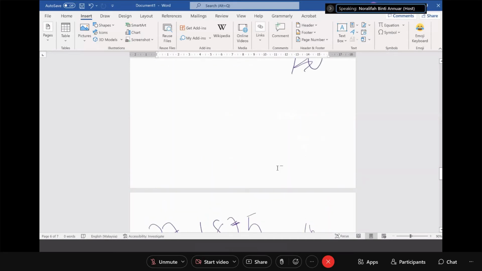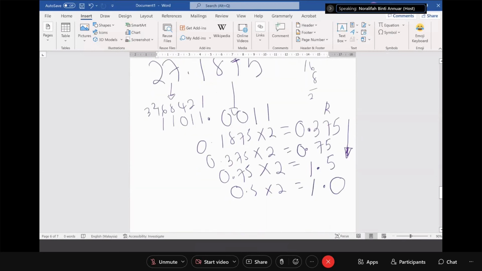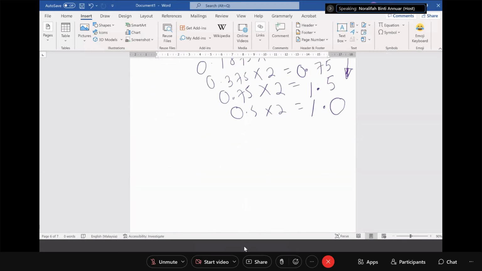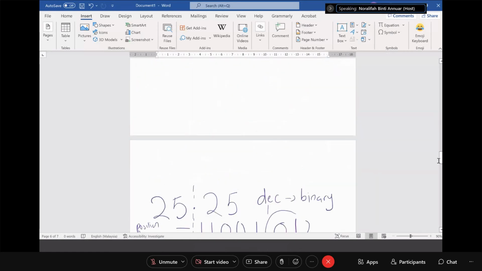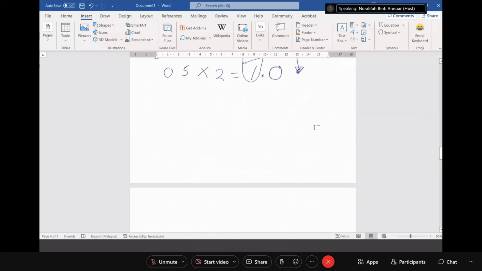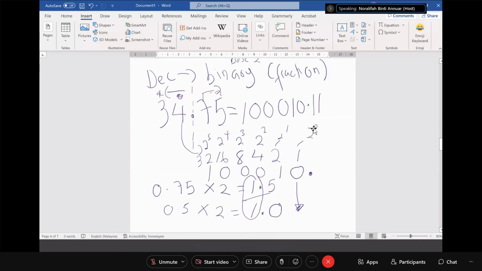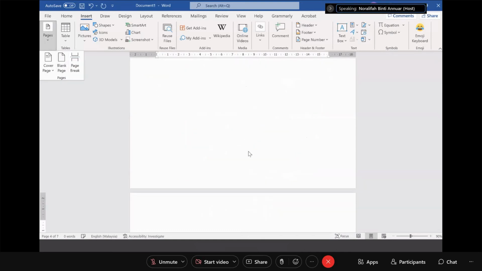Okay, earlier there were several ways for you to change from binary to decimal. Either you divide one by one or you just memorize the value based on the position. If it is too big, you can just divide. Okay, let's move to hexadecimal. Hexadecimal is base 16.